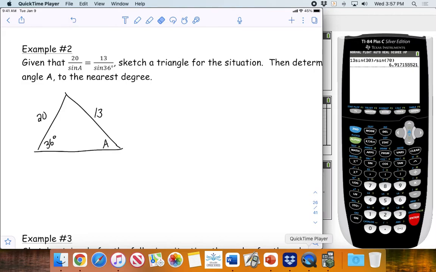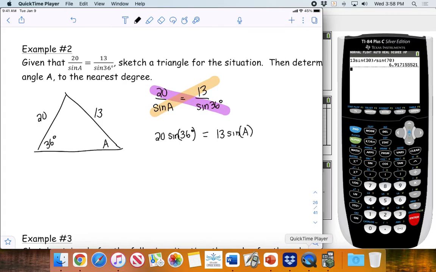So step one, we're going to use that equation that they've given us. We're going to do our cross multiplication. These guys go together and these two guys go together. So 20 is going to go in front of sine 36 because they're just multiplying. I'm going to use my calculator eventually, but the number is just going in front like a coefficient. So 20 times sine 36, 20 sine 36. On the right side of the equation, I'm going to put 13 sine of A. So the number goes in front of your sine and your angle.